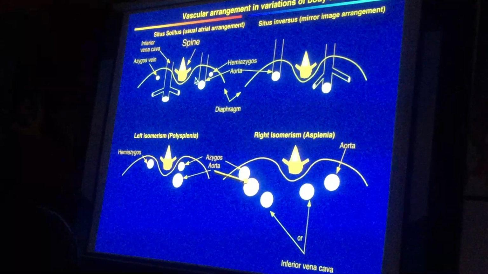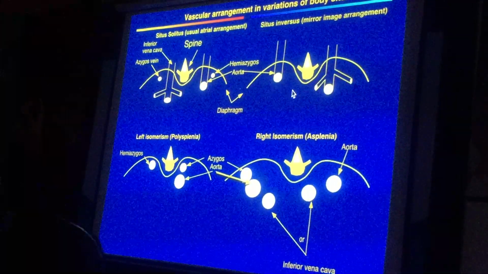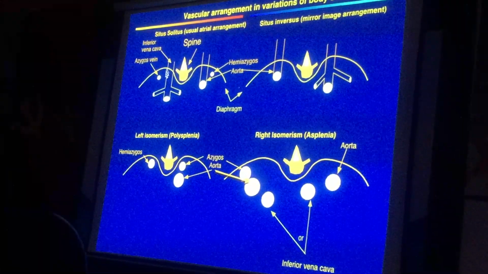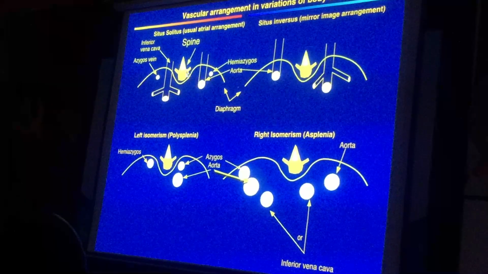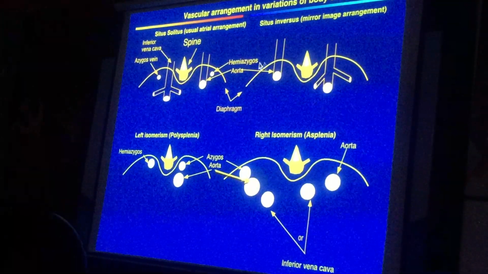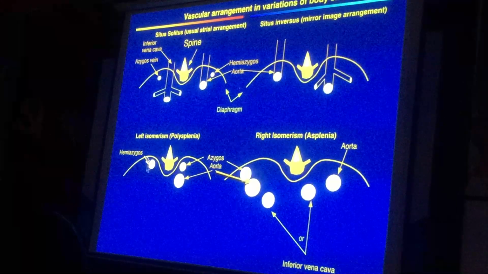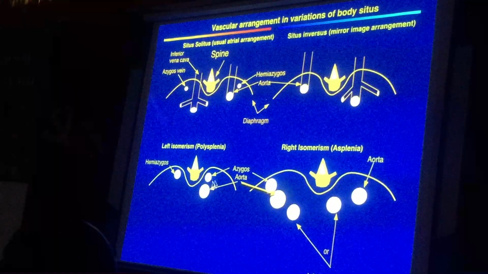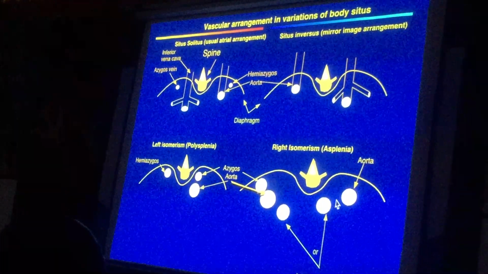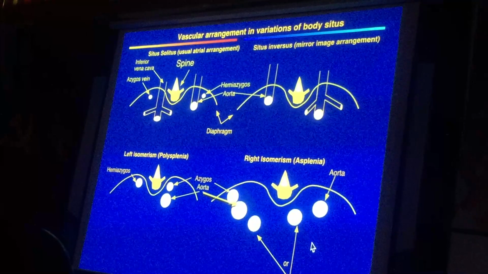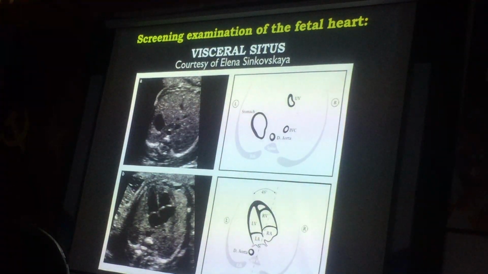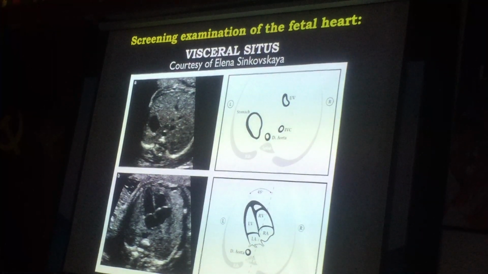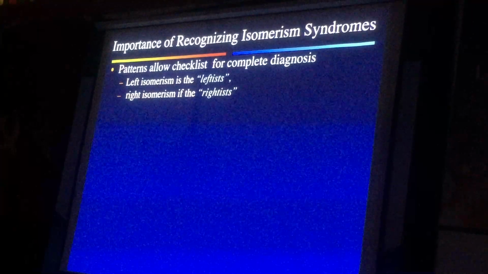So we can start our investigation on these patients by looking at the abdomen and seeing where they are. See where the stomach is, where the spine is, where the inferior cava is, where the descending aorta is, and in mirror imagery, they're inverted. In left isomerism, the azygos vein lies behind the aorta in most of the cases. In right isomerism, there's juxtaposition, usually on the same side of the spine. Okay, so here's an example of visceral situs, normal, IVC and descending aorta.